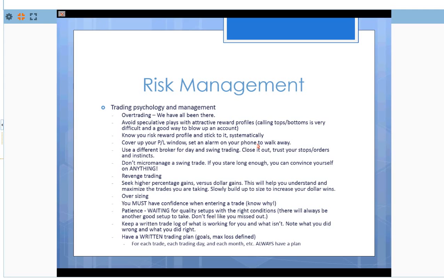Okay, avoid speculative plays with attractive reward profiles. Like I said in USO, calling tops and bottoms is very difficult, and it's a good way to blow up an account. Despite your conviction in a trade, despite how much you like the stock, you think the news is good, it's probably already been priced in, and if it's not going in your favor, you're probably wrong. So you have to be able to let go of the mental attachment that you have with the trade, and you have to be systematic about it.